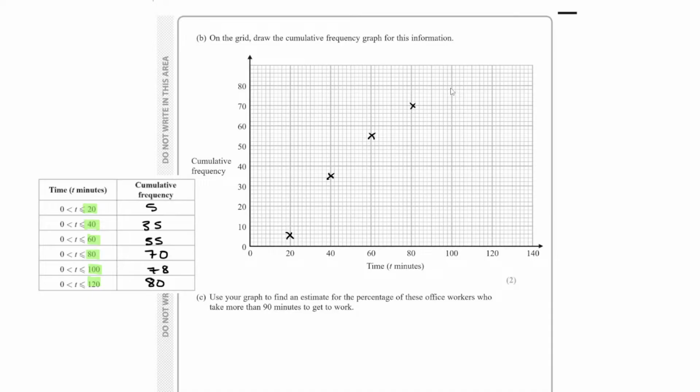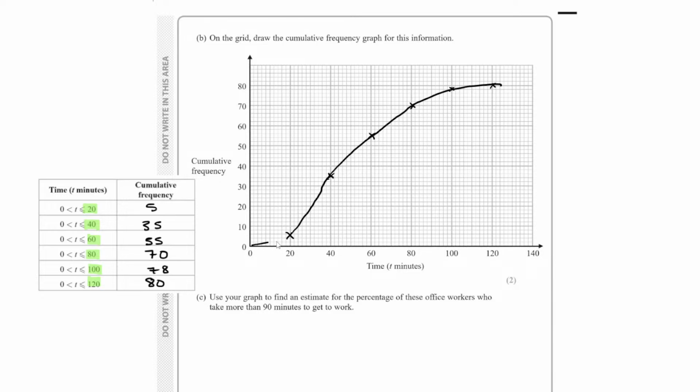70, 78, and 80. Obviously your cumulative frequency graph should always be increasing. If it doesn't, something has gone wrong. I'm going to try and draw it as best I can. Oh, that was really bad.